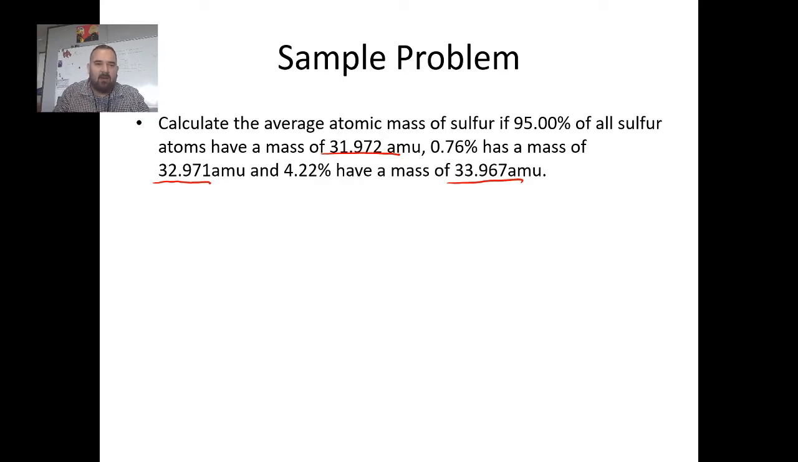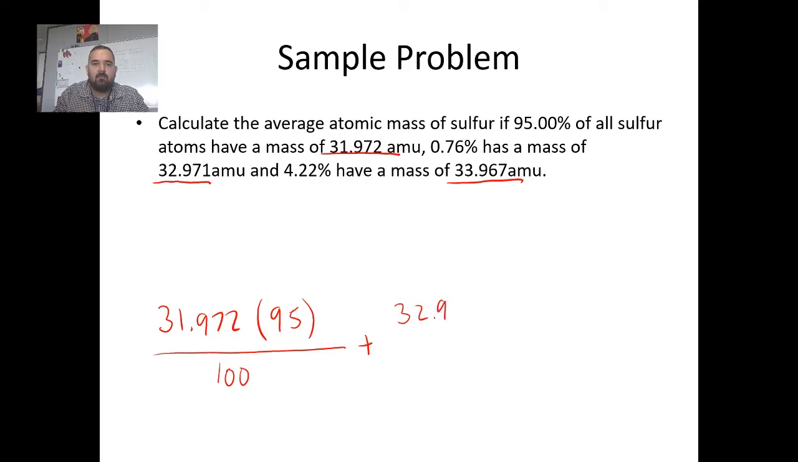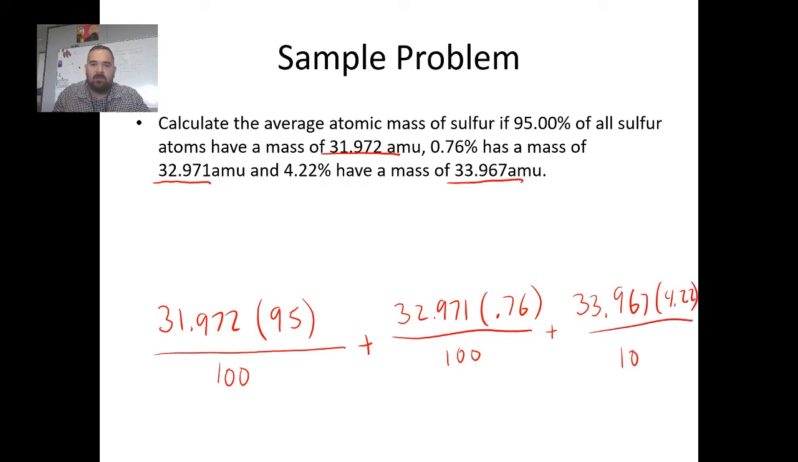So let's go ahead and write out our equation. So isotope 1 is going to be 31.972. And then in parentheses, we'll put our percentage, which is 95%. Close parentheses, divide by 100, plus our next isotope, which is 32.971. And then in parentheses, we're going to put 0.76, close parentheses, divide by 100. And then our third isotope, which is 33.967. And then their percentage is going to be 4.22. Close parentheses, divide by 100.